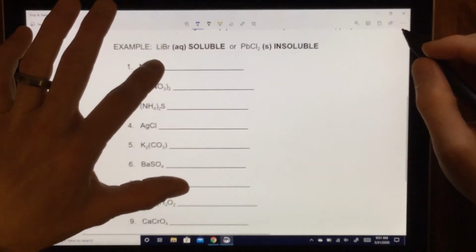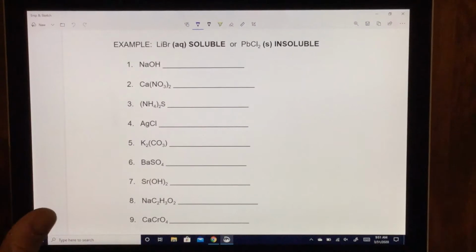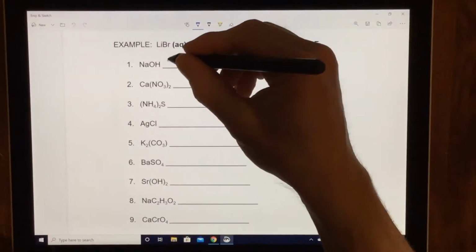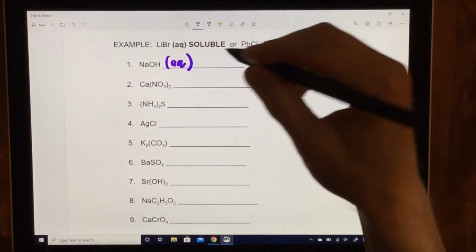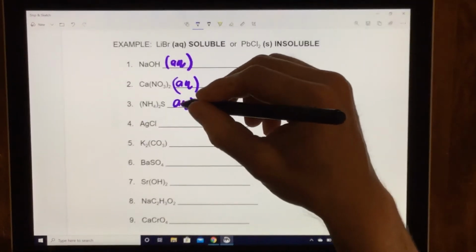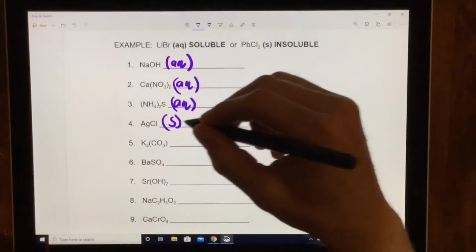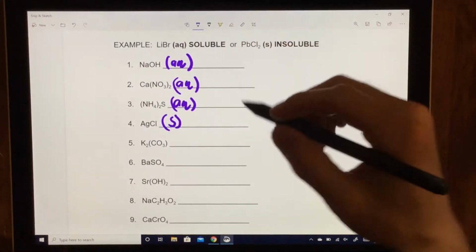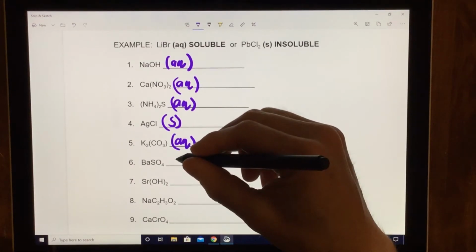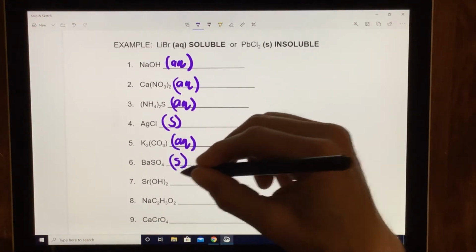So I'm going to zoom in here, and you can see that. Yep. All right, so using table F, here we go. This one would be aqueous. This one would also be aqueous. This one would also be aqueous. This would be solid, which is insoluble. So soluble, soluble, soluble, insoluble. Aqueous. This would be solid, insoluble.